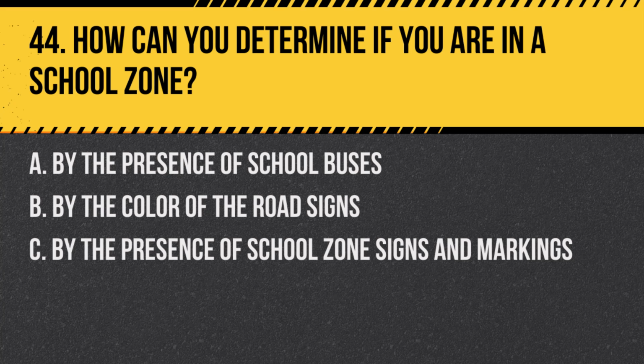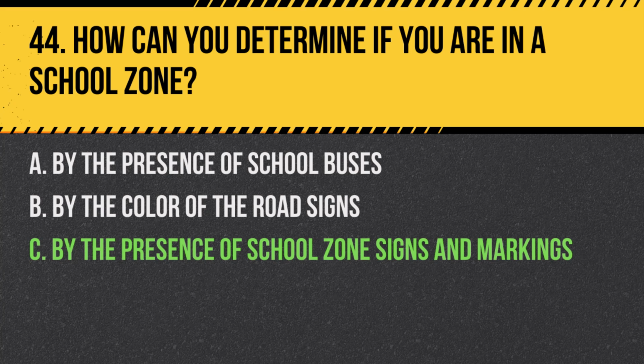Question 44. How can you determine if you are in a school zone? A. By the presence of school buses. B. By the color of the road signs. C. By the presence of school zone signs and markings. Answer: C. By the presence of school zone signs and markings.